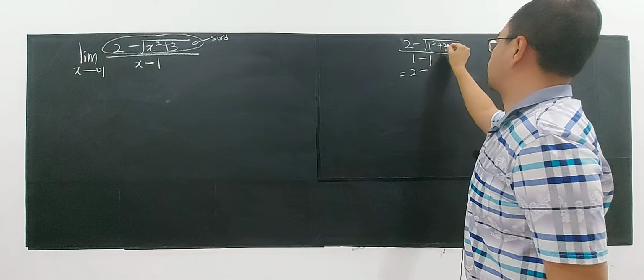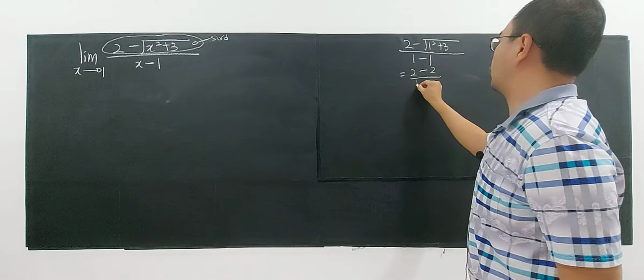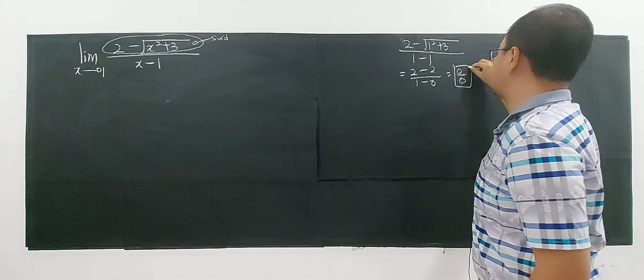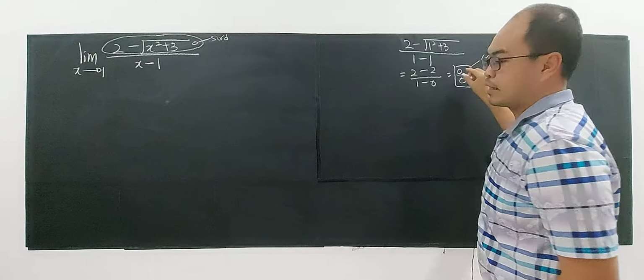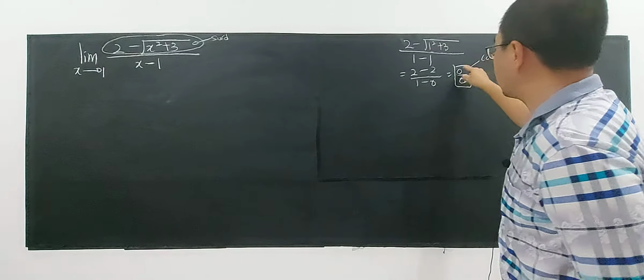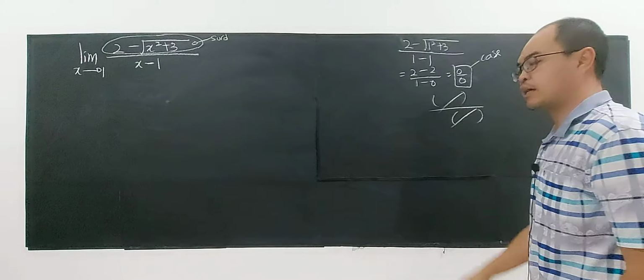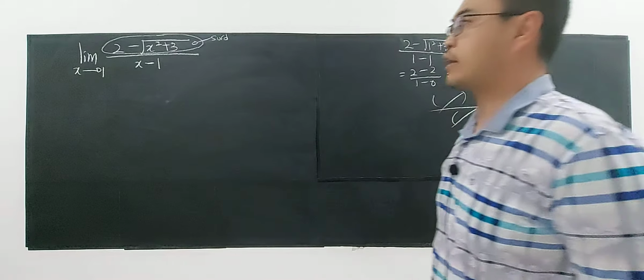So you will have square root of 4, which is 2, minus 1, so you are getting 0 over 0. If you directly substitute, this is the case. For this type of case, you need to cancel out some common factor.